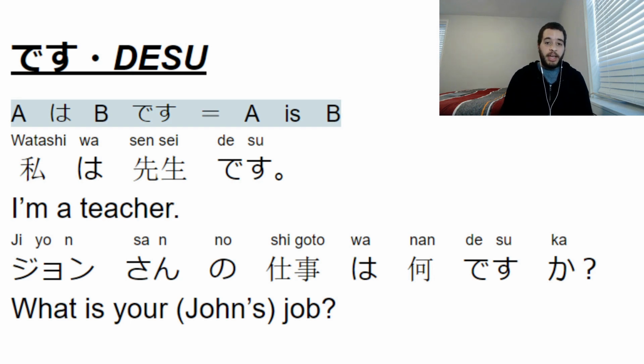ka? So remember that no in there means you're connecting two nouns together. Shigoto, meaning work. Whose work? John's work. So, Jon-san no shigoto. And then we have nan desu ka? Again, we know nan desu ka is what is it? So, John, your job. What is it?